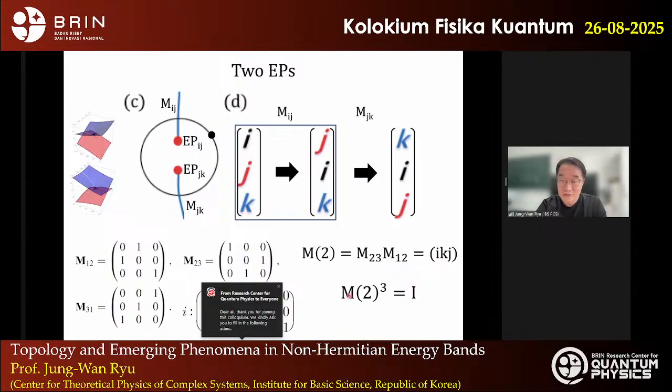And finally, we can obtain M cubed equal to identity. It means these three states are connected to each other in the two-dimensional space. It means this is a three-cycle state.